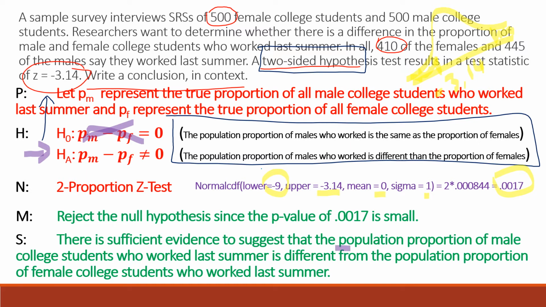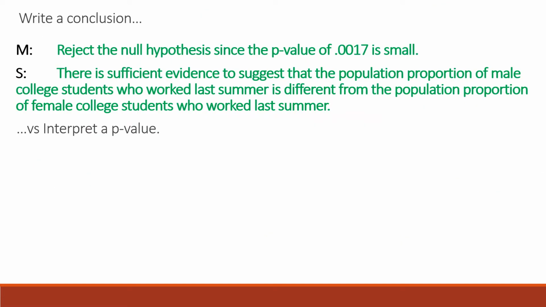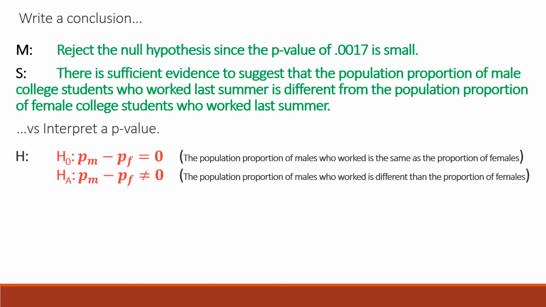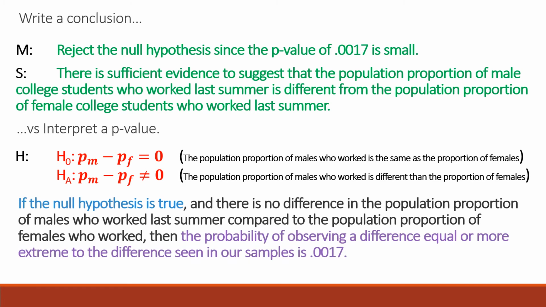And I'm saying population proportion here because it's a good idea to avoid past tense when you write these, but it's hard to do that in this problem because it's talking about working last summer, which is a past tense problem. Now, just to note, when we write a conclusion for a p-value like we just did, that's different than interpreting a p-value. So when we're asked to interpret a p-value, we start by looking at our hypotheses, and our first sentence when we interpret a p-value always starts with, given that the null hypothesis is true.